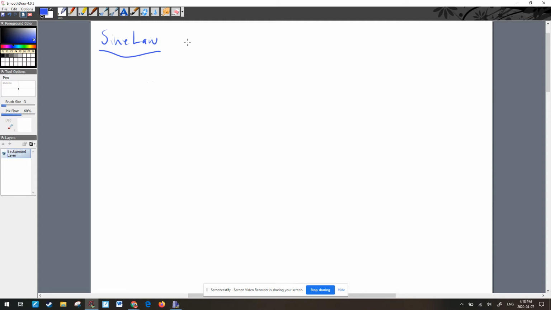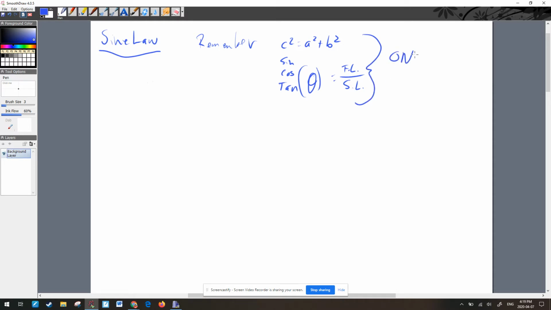Now, if we think back to SOHCAHTOA and stuff, remember what we've had so far. We've done Pythagorean theorem, so c squared equals a squared plus b squared, and we've done primary trig ratios, so sine, cos, or tan of theta is equal to first letter over second letter. Now, these are really, really handy and they're great to use, but they have one major restriction. The restriction is, of course, that these are only available for right triangles, right?